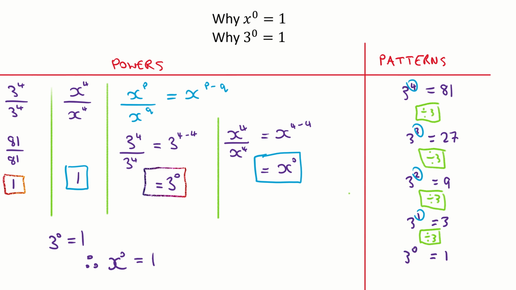So once again, we've shown that 3 to the power of 0 is equal to 1. Now this would be the same as x to the power of 0 being equal to 1. It's the same as any number to the power of 0.